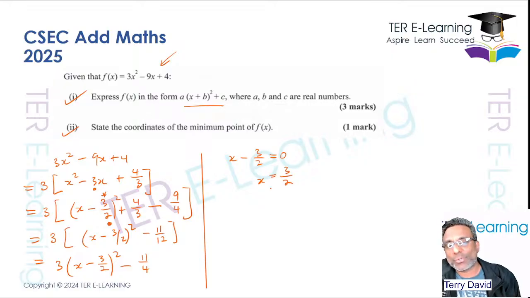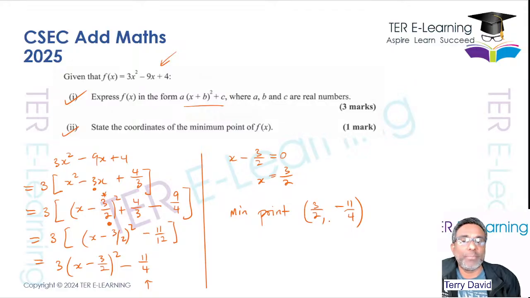So that's the x coordinate of the minimum point, right? So the min point is simply going to be 3 over 2, and we're using this value here, this minus 11 over 4. So this here is minus 11 over 4. So that's your min point. They like to bring this.